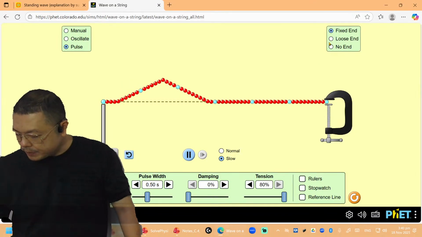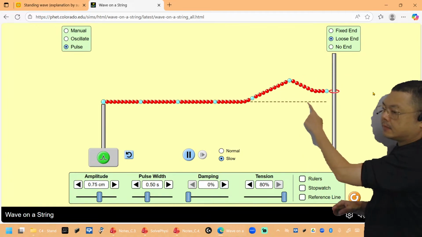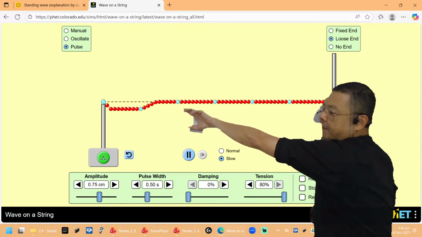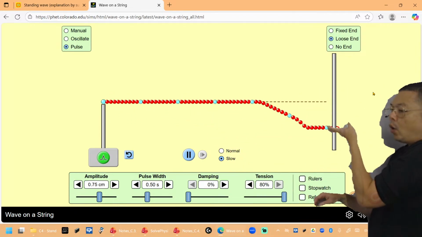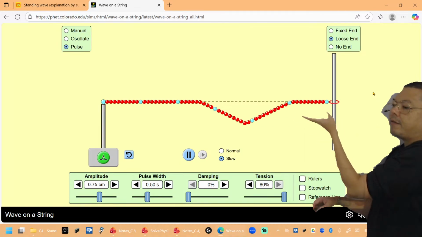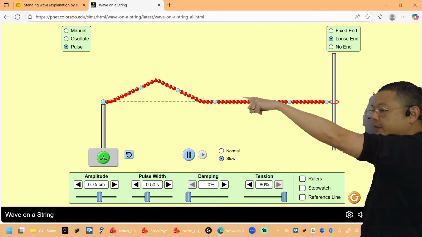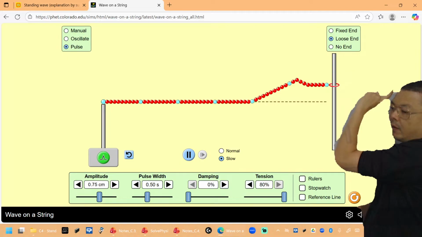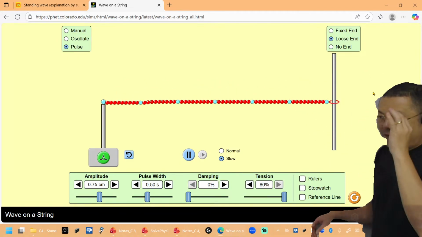Let me show this to you. I'll just switch out to a loose end here. Notice what happens. Okay, so reflection at a fixed end, the amplitude will change direction. Reflection at an open end, the amplitude doesn't change direction. Negative still remains negative. That one will flip over to positive. So when it comes here, it will be positive, reflect with positive. Means when you reflect from a loose end, no phase change.